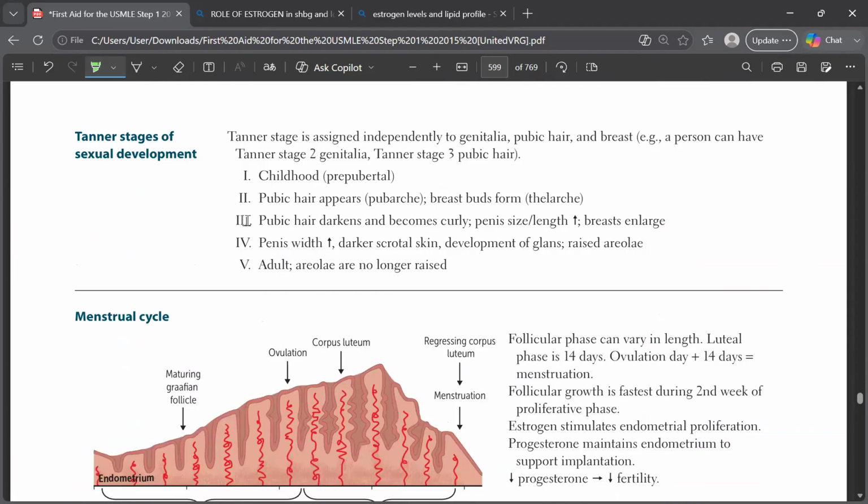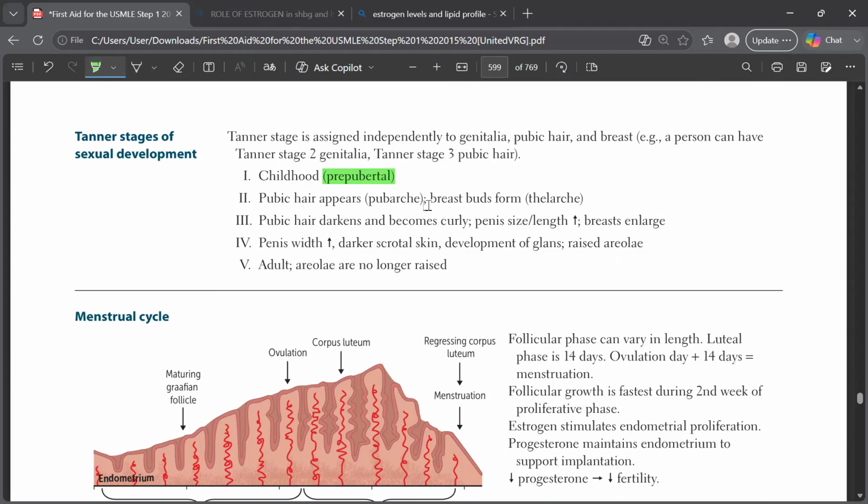Tanner stages of sexual development. Tanner stage is assigned independently to genitalia, pubic hair, and breast. Example, a person can have Tanner stage 2 genitalia, Tanner stage 3 pubic hair. The first is childhood or prepubertal. The second is when pubic hair appears.